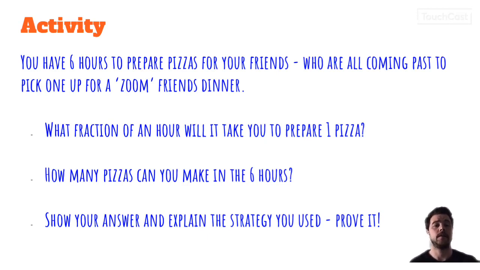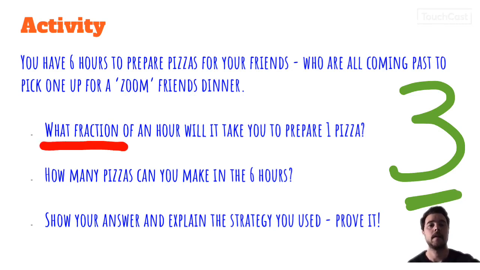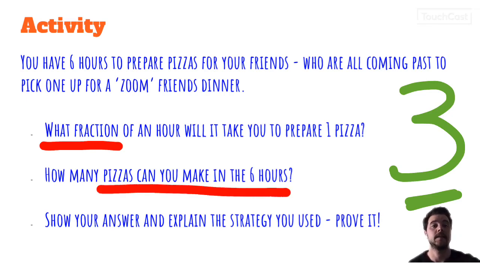I want you to solve this 3 different ways. I'm just going to write 3. Every day I do that. 3 different ways. So you need to decide what fraction of the hour you'll take to prepare 1 pizza. So in that example out there, we spent half an hour. I might spend 10 minutes making a pizza. So then I need to work out how many pizzas I can make in 6 hours.